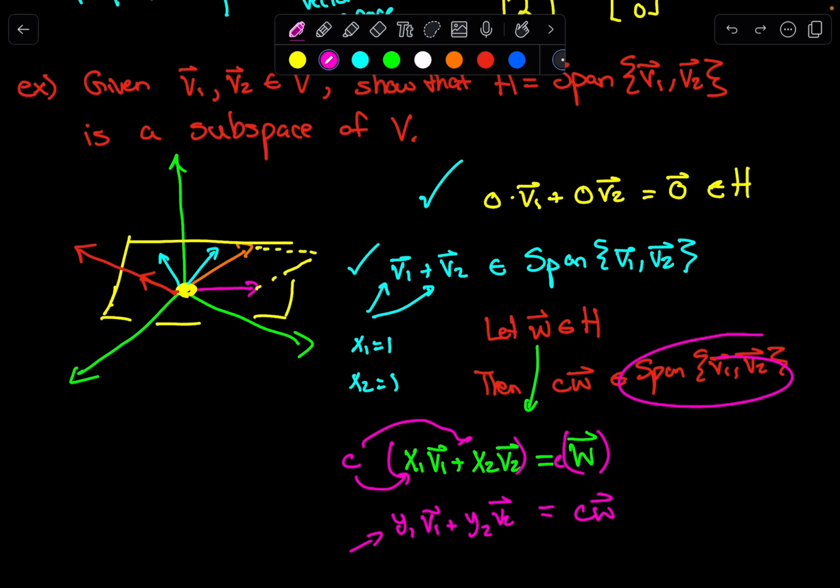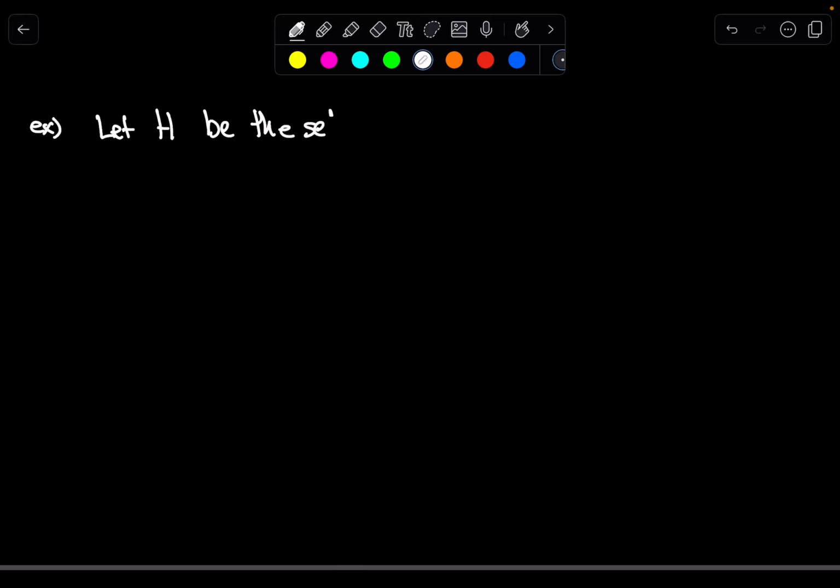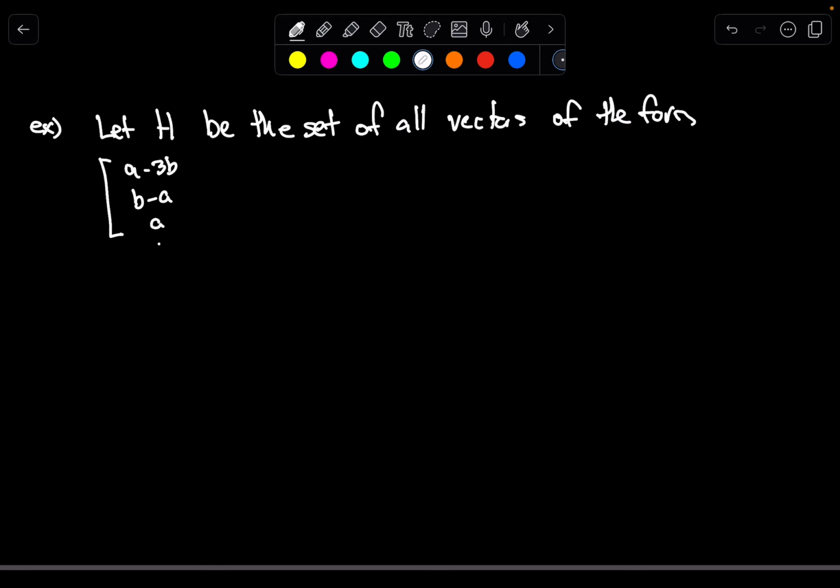And on that note, I think we'll just do one more example and then call it. So for example, let's let H be the set of all vectors of the form a minus 3b, b minus a, and then b.